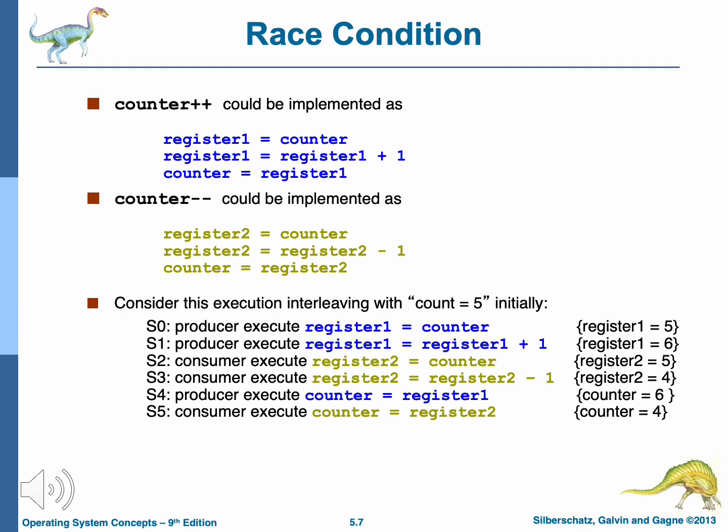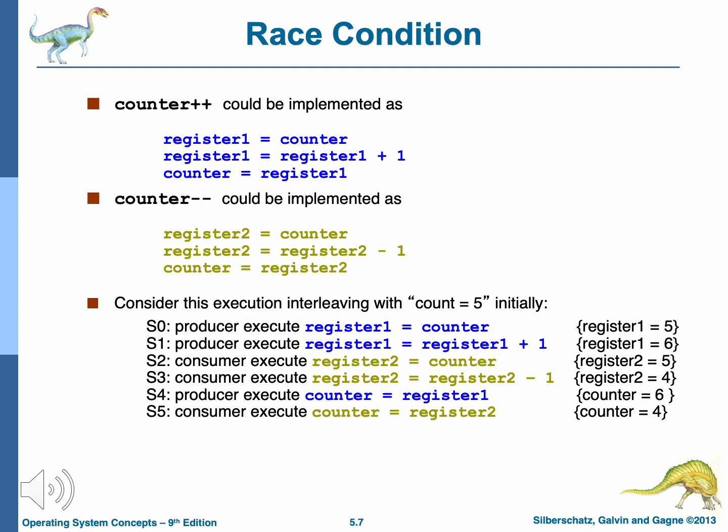Notice that we have arrived at the incorrect state counter equal to 4, indicating that 4 buffers are full when in fact 5 buffers are full. If we reversed the order of the statements S4 and S5, we would arrive at the incorrect state counter equal to 6. We would arrive at this incorrect state because we allowed both processes to manipulate the variable counter concurrently.